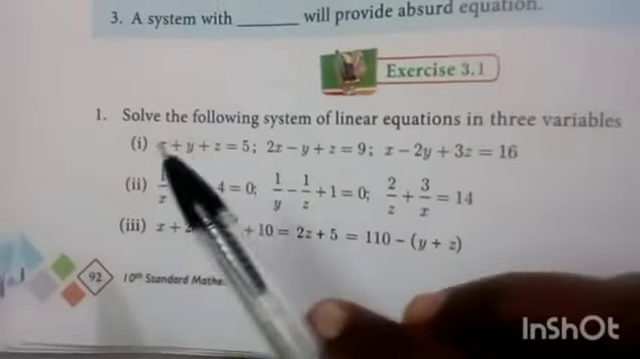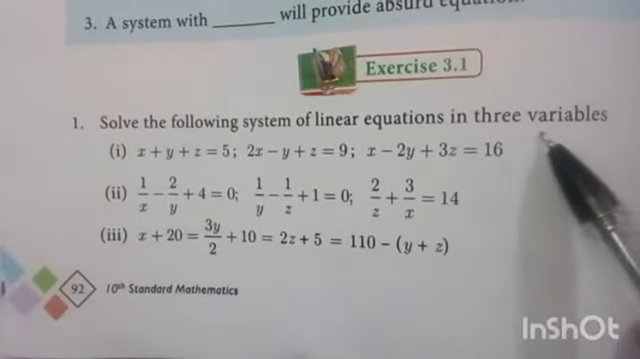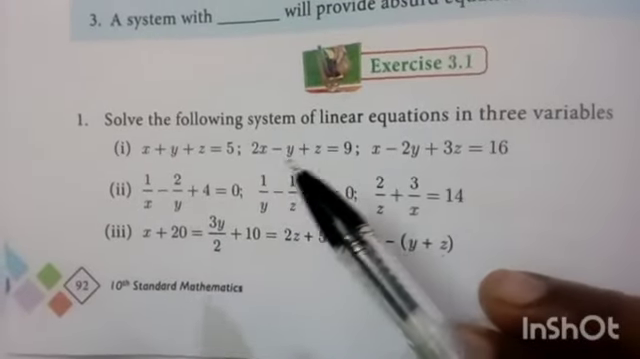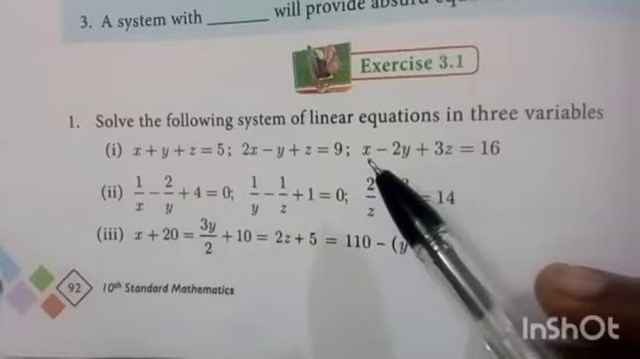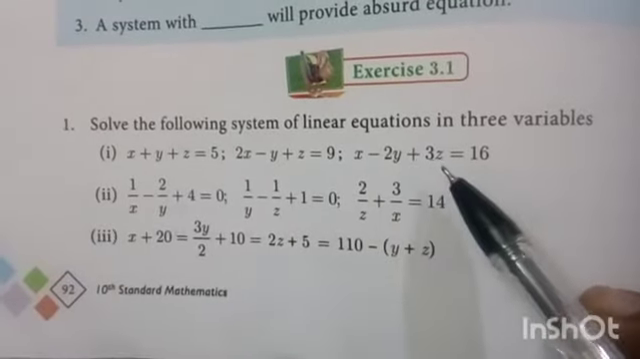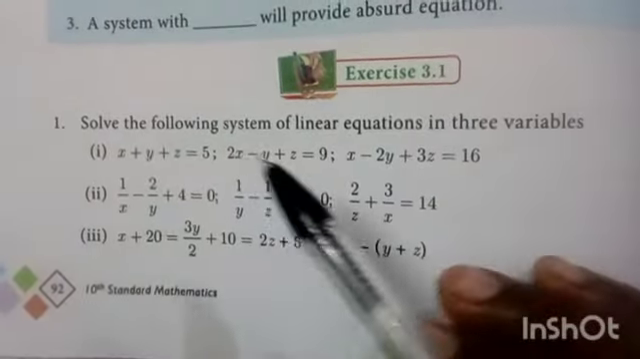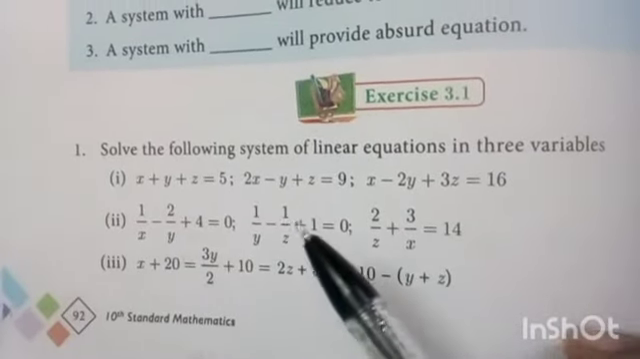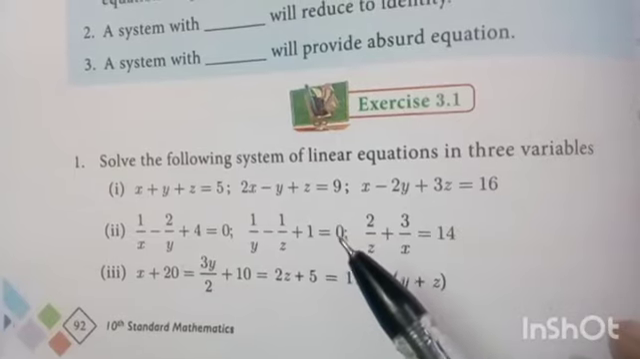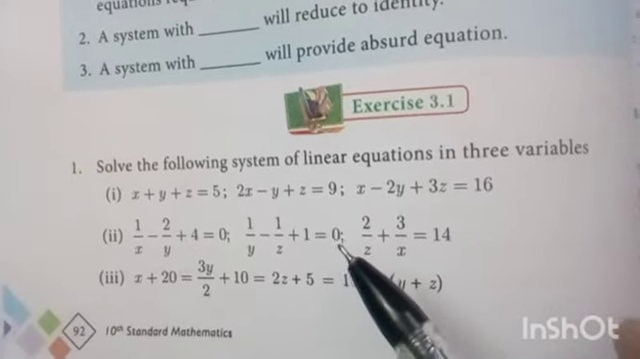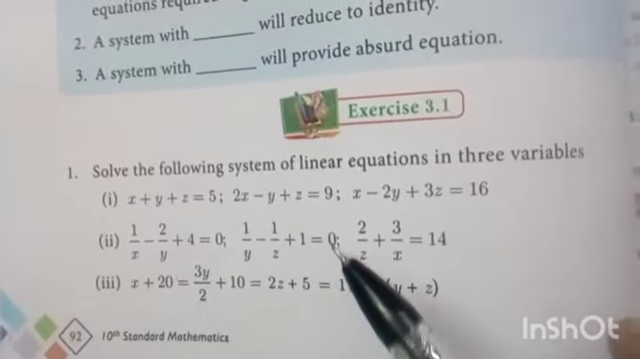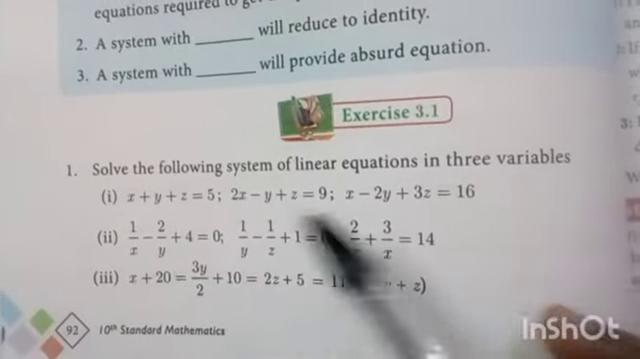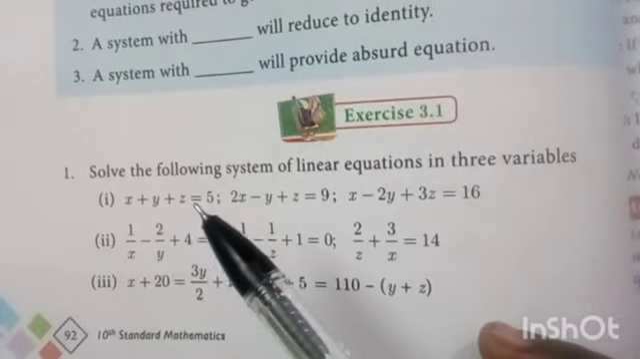Exercise 3.1, first problem: solve the following system of linear equations in three variables. x plus y plus z equal to 5, 2x minus y plus z equal to 9, x minus 2y plus 3z equal to 16. You already learned these methods in 9th standard: substitution method, elimination method, and one more method, graphical method. Now we are going to use the elimination method, and by using it we have to find the values of x, y and z.